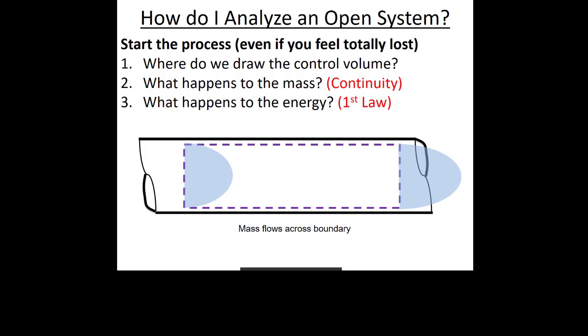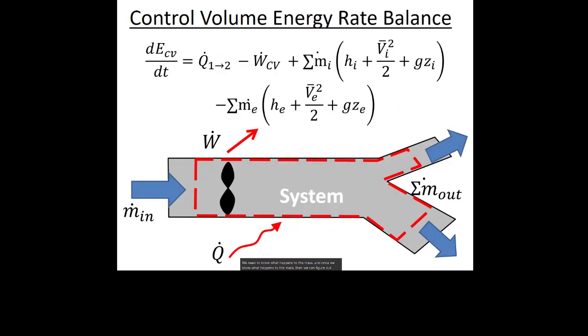All right, everybody, we're back. We've been talking about open systems. So we need to understand where to draw the control volume. We need to know what happens to the mass. And once we know what happens to the mass, then we can figure out what happens with the energy. So we just talked about this open version of the first law of thermodynamics. We need to know something about the heat rate in, the work going out by fan blades inside the control volume, and then that energy comes in and out with the mass.